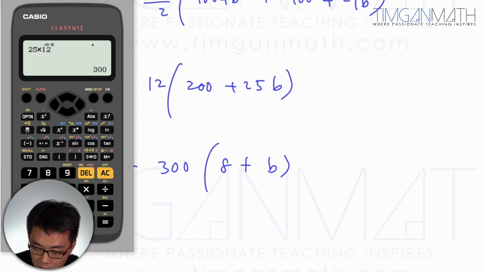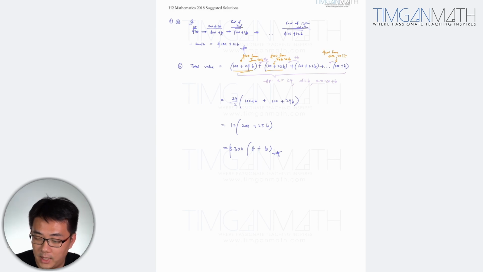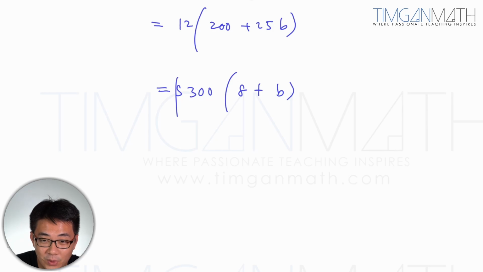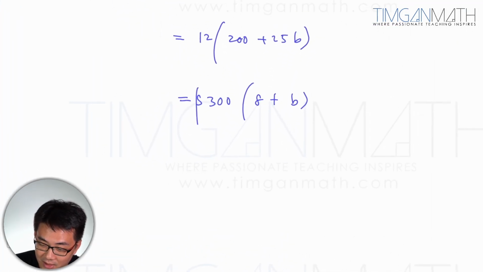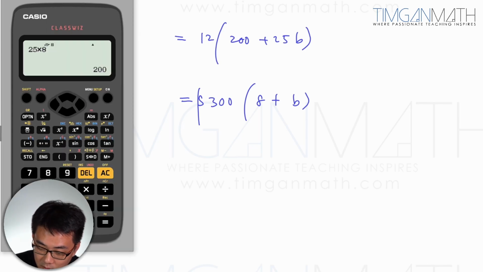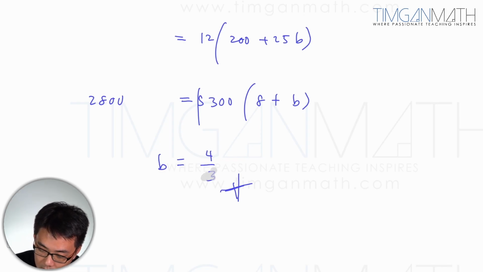Okay, so 25 times, yeah, okay, so this is the amount that you get. But I need to find the value of B. This is worth 2,800. So this is 2,800. I'm just gonna solve this, right? Find B. So 2800 divided by 300 minus 8. So B will be 4/3, right? Yeah, just 4/3. Yeah, that's it.